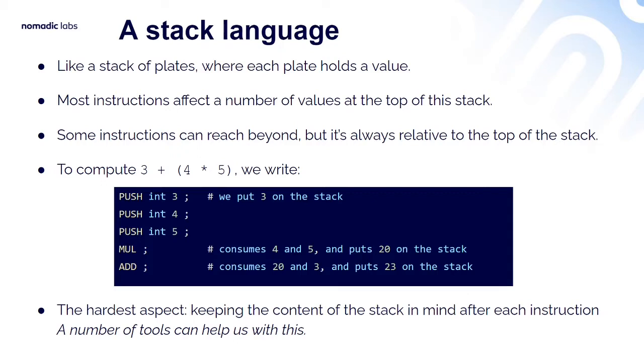So for example, to compute 3 plus 4 times 5, we'll write this program. First, we push the three values, 3, 4, and 5, on top of the stack. Then we use the instruction mul, which consumes 4 and 5 from the top of the stack and puts the result of the multiplication of these two values, 20, on top of the stack. Then we call add, which consumes 20 and 3 from the top of the stack and puts 23 on the stack. So at the end, we end up with only one number, 23, on the stack.